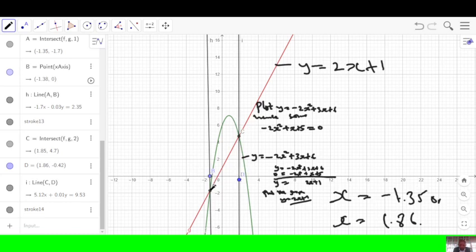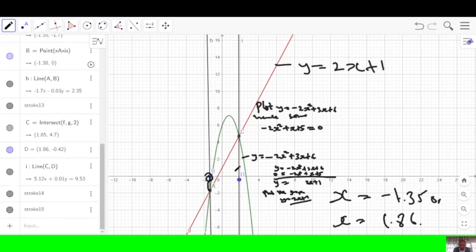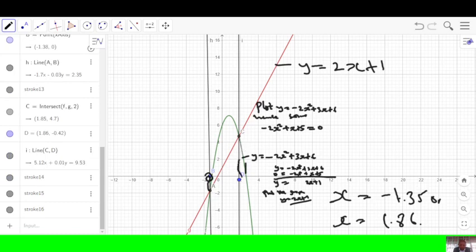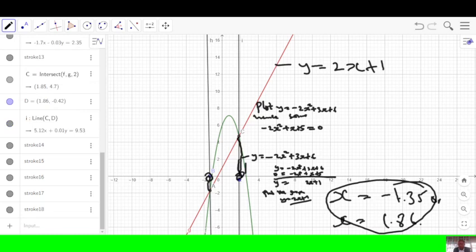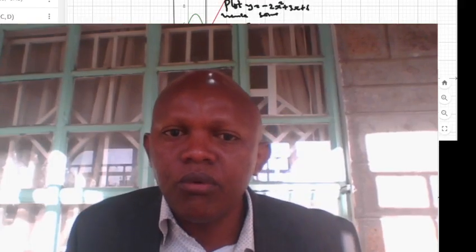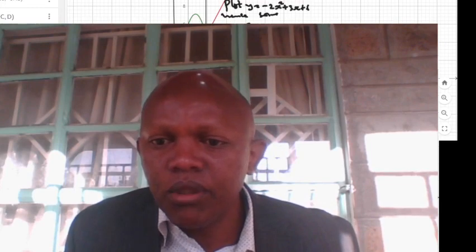So basically, these are the points we are looking for. Just drop it down properly. This is the point we are looking for, and this will be the equation. I hope you have been able to get that point right, and of course with more practice you should be able to go through it.